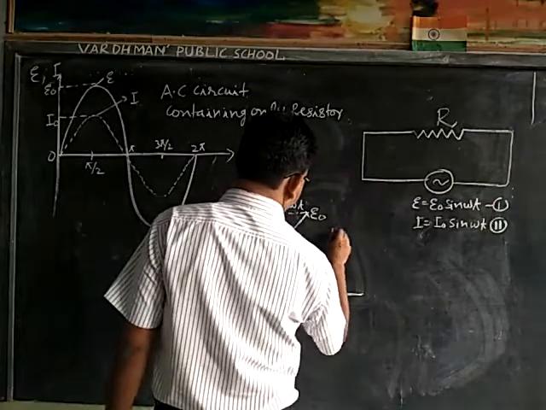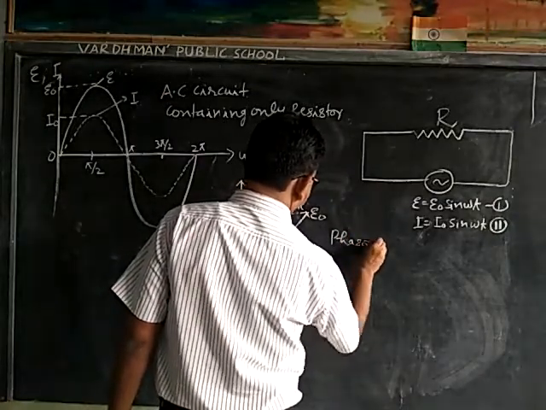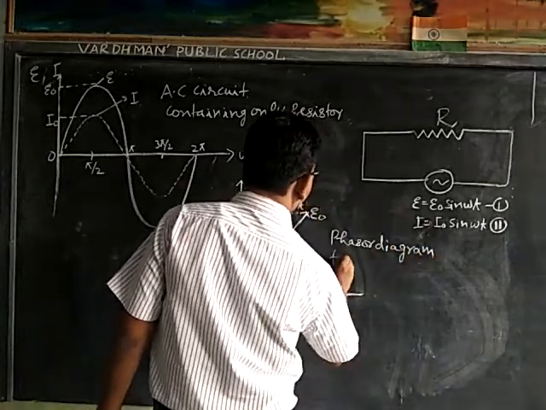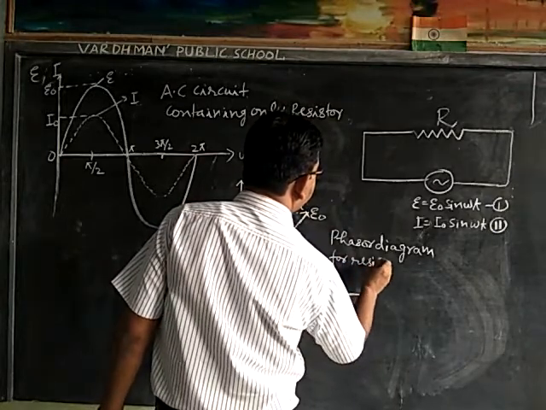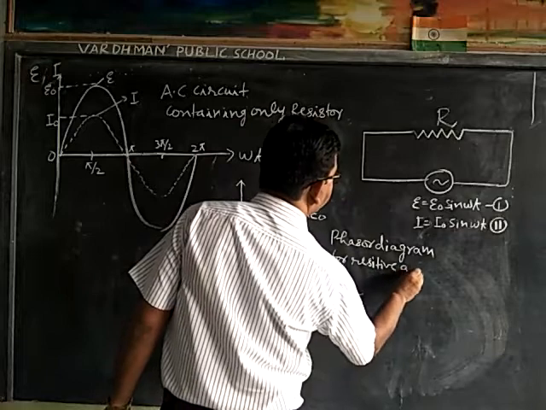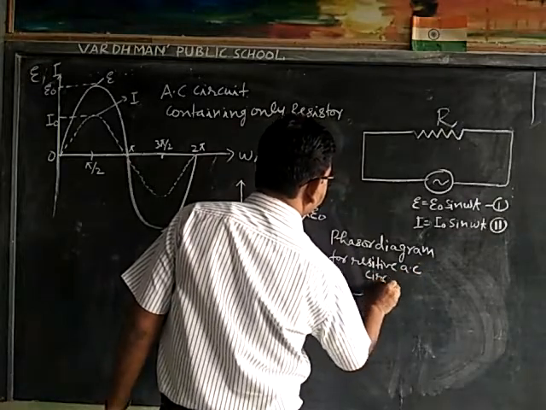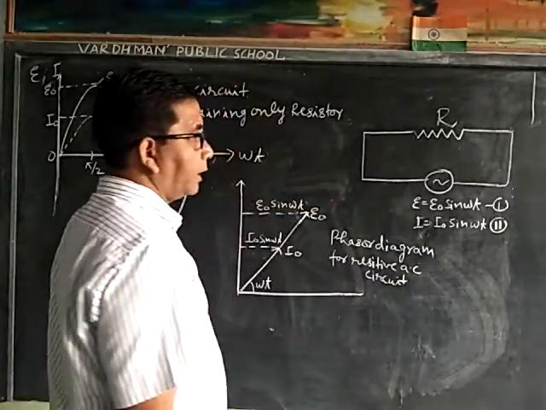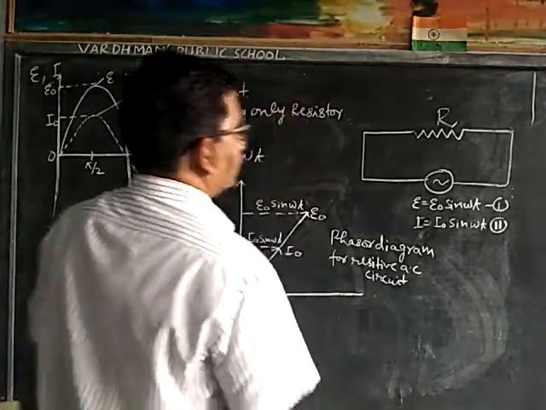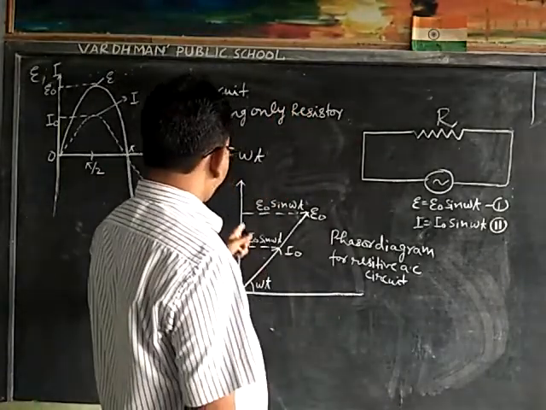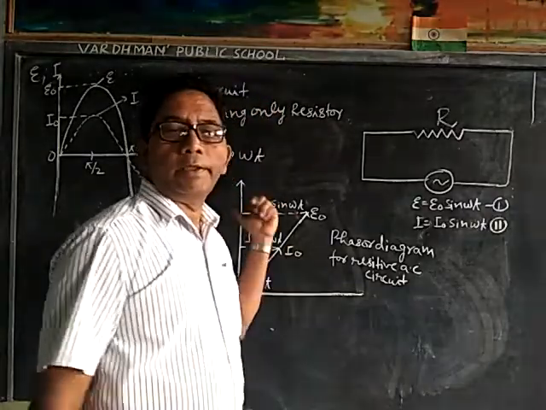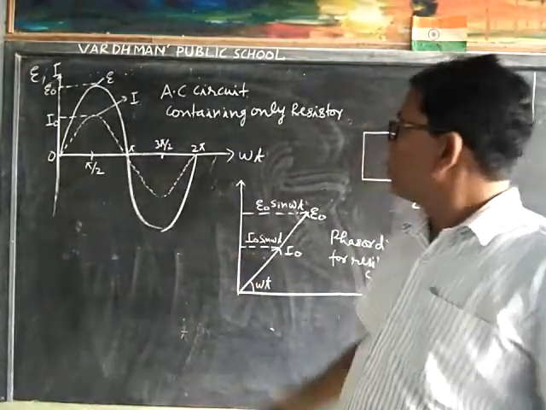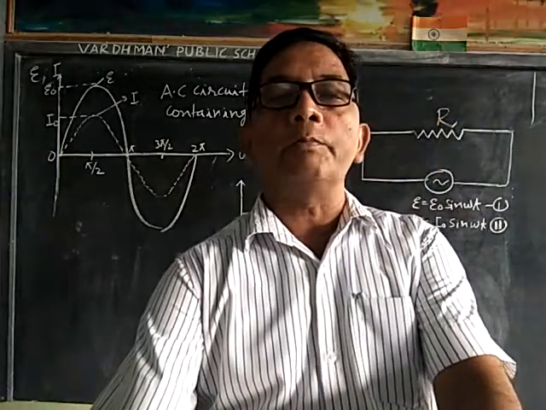This is the phasor diagram for a resistive AC circuit. This is angle omega t. This is the graph of E and I, and the phasor diagram for the resistive AC circuit. This phasor diagram is very important.